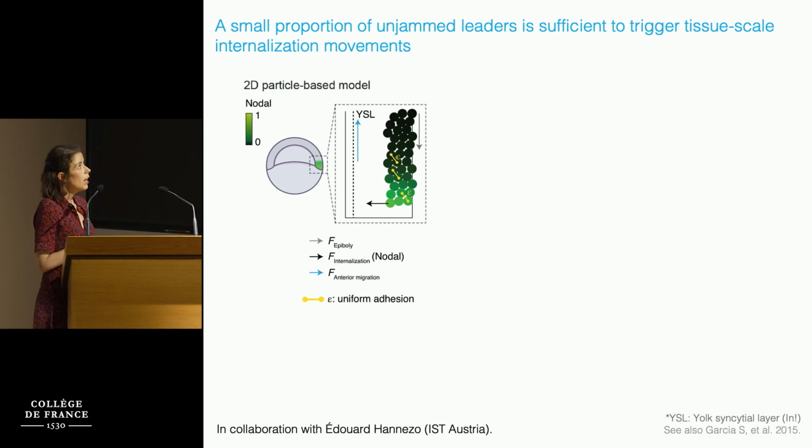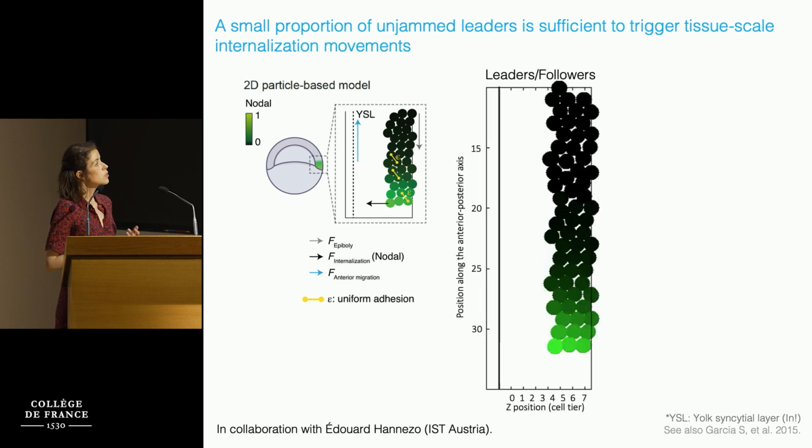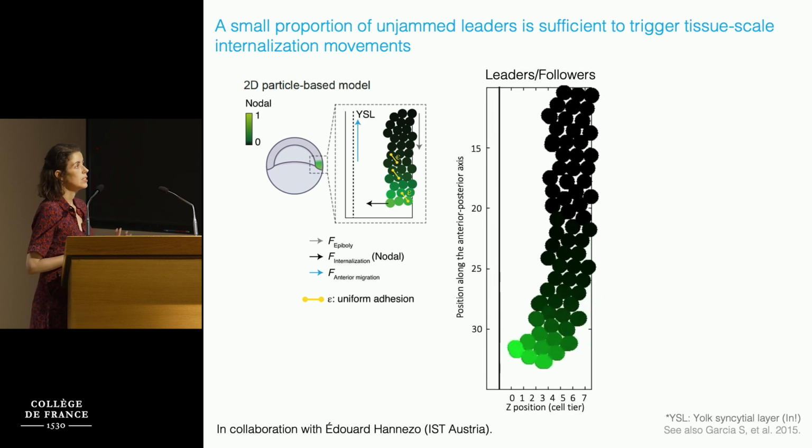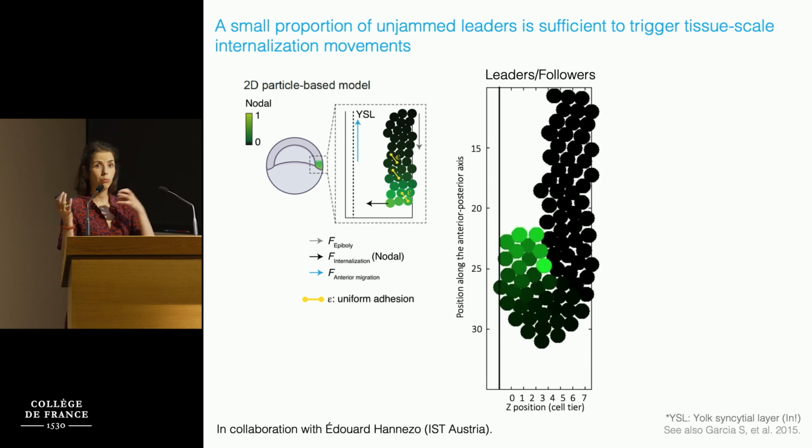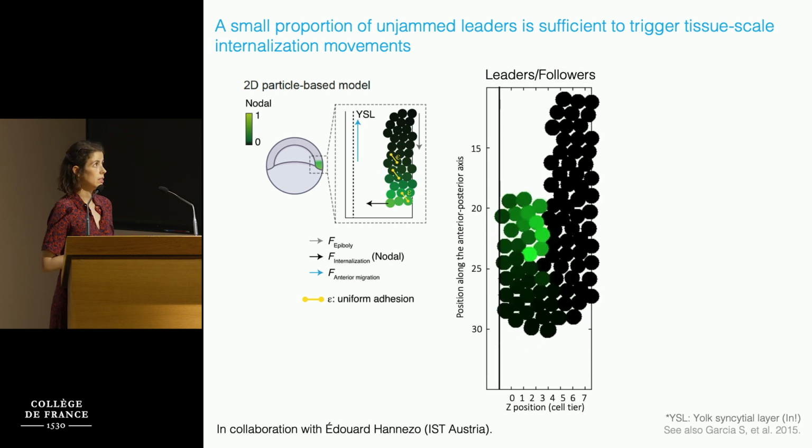What does this do? It effectively makes only a very small population of leader cells, so only these very light green cells here have sufficiently high nodal to actually start displacing. All the other cells are passive. And our question was, is that enough? If we have a small fraction of leaders, can they pull in the rest of the tissue? Because it's a pretty big cargo. So when we run the simulations, what you can see is that this is indeed the case. A small set of leader cells can pull the rest of the mesoderm towards the inside of the embryo.